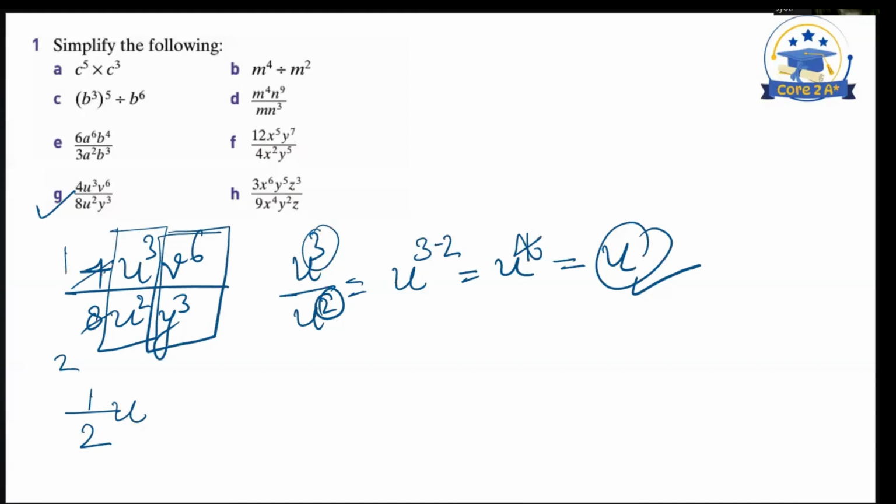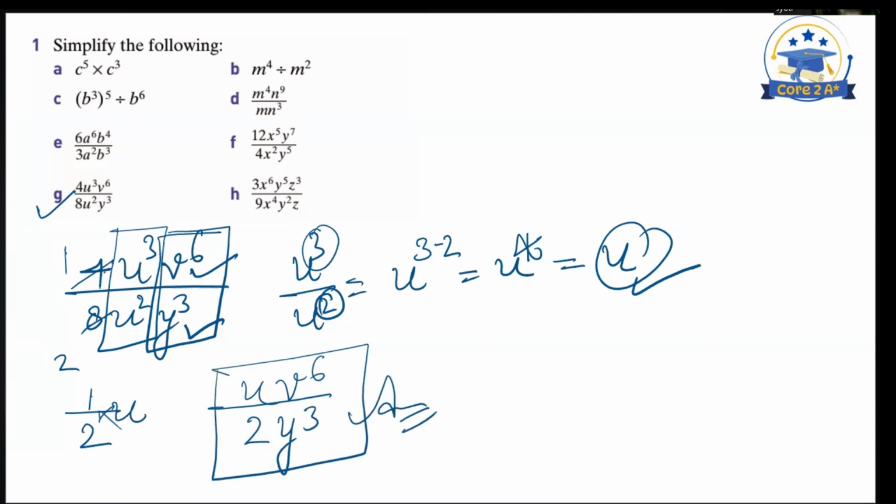Now see the rest of the terms. The rest of the terms are not common. In the numerator we have V, and in the denominator we have Y. Can you see if there is the same base or not? Obviously not. We don't have the same base over here, so we cannot simplify more than this. So write u v to the power 6 in the numerator, and the denominator is 2 and y to the power 3. This will be your answer.